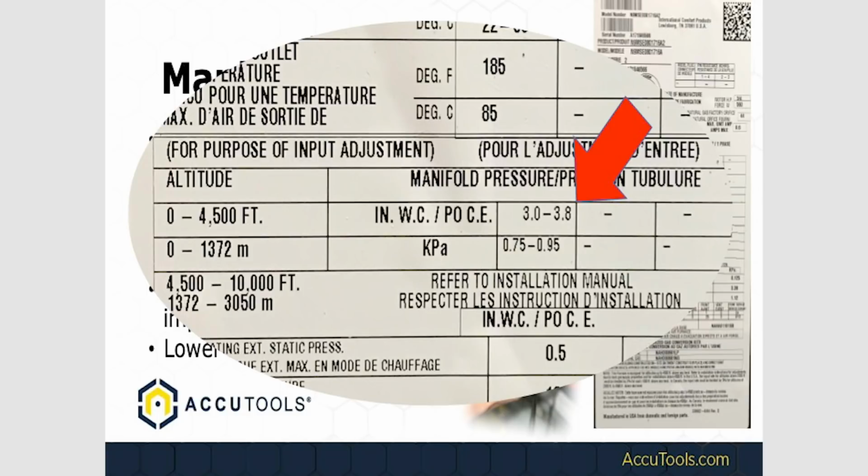3.0 to 3.8 inches. That's on a 90 plus furnace at my daughter's house, right? It's an ICP product, a Carrier product. Now it's saying that there's a range of adjustable pressure. It's not just 3.5 inches, it's a range of pressures on there. And you'll see this more and more as people are making sure that you get the input correct on furnaces.